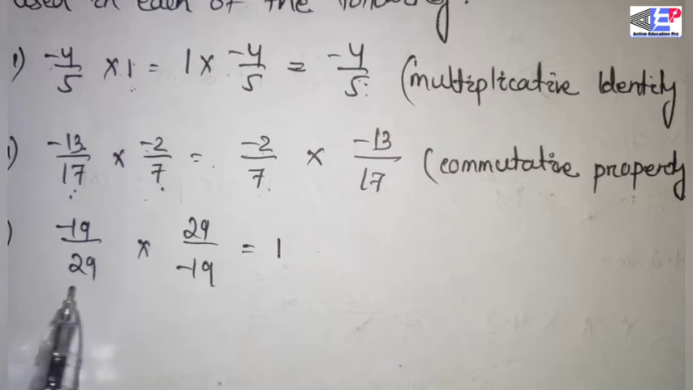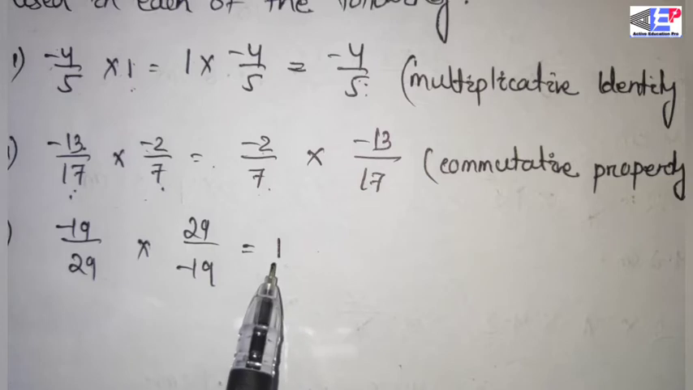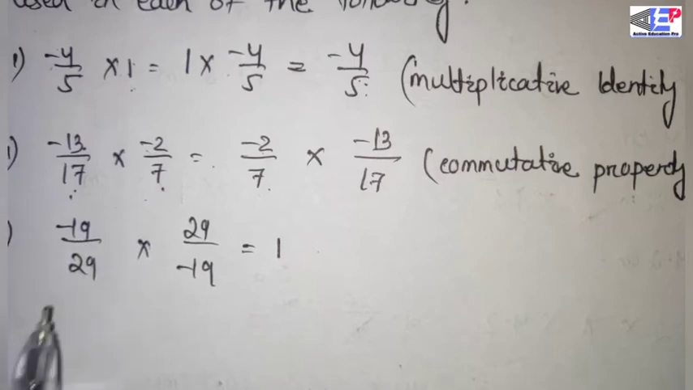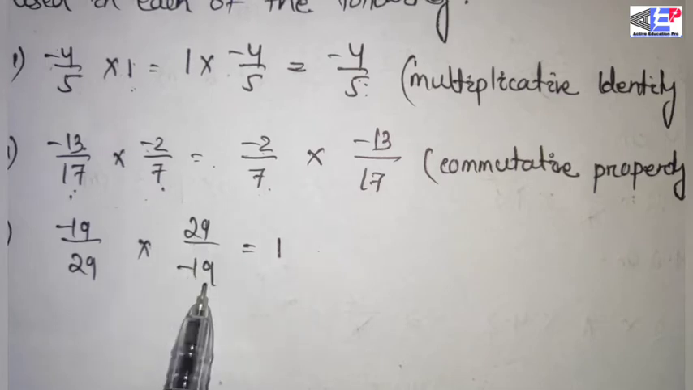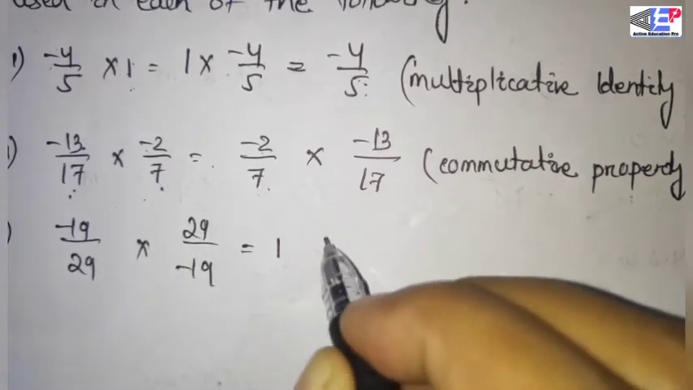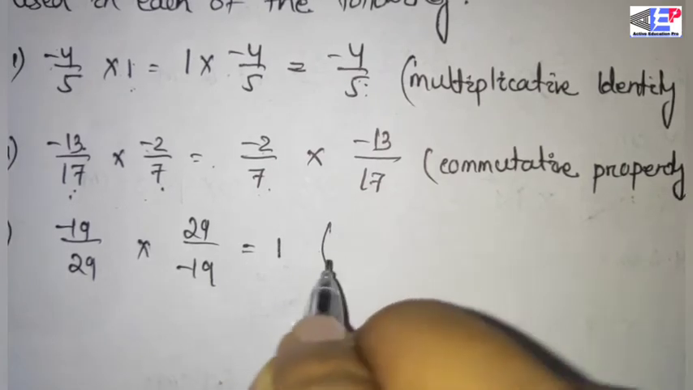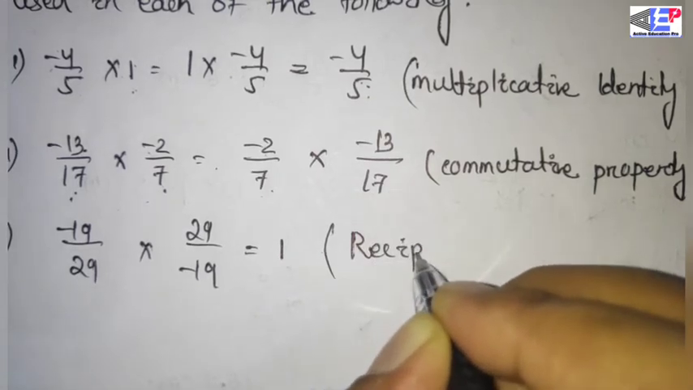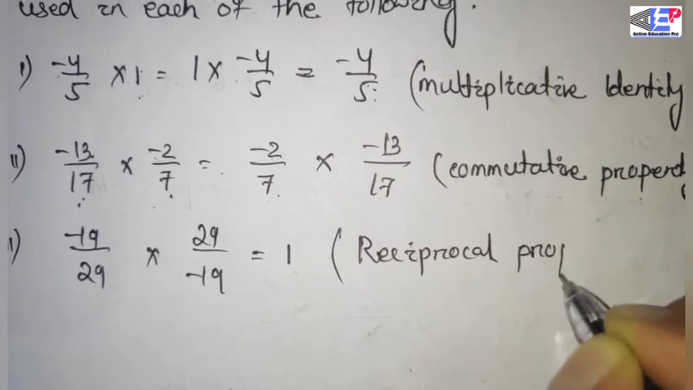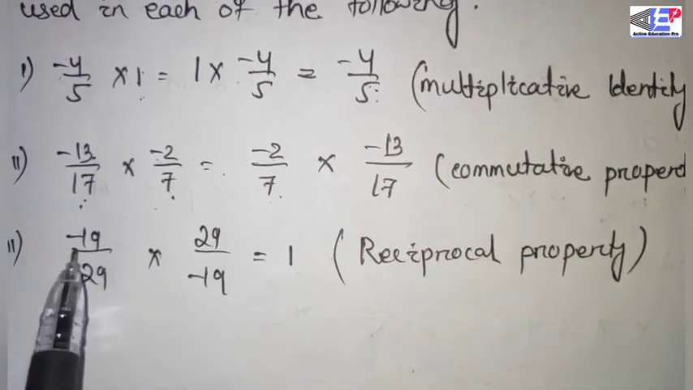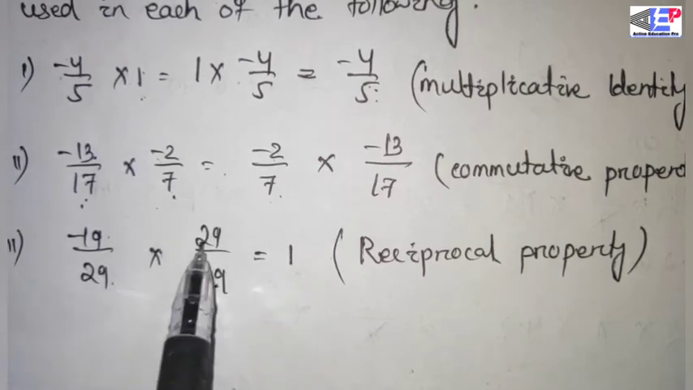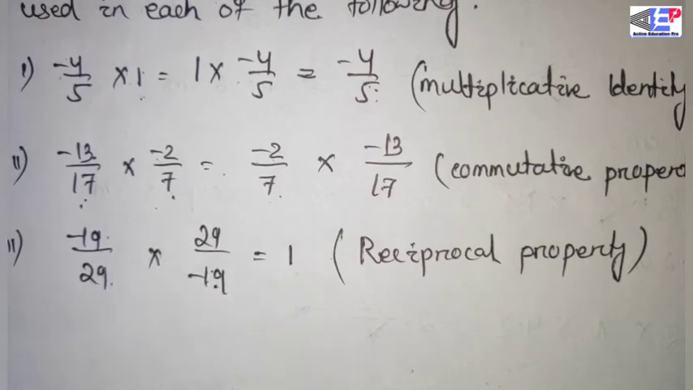It means the multiplication of two rational numbers gives the multiplicative identity. So in this case, minus 19 by 29 is the multiplicative inverse, meaning the reciprocal, of this number, 29 by minus 19. This process follows the multiplicative inverse or reciprocal property. Look here, the numerator and denominator got exchanged in the second number. Minus 19 by 29, 29 by minus 19. So it follows the reciprocal property.